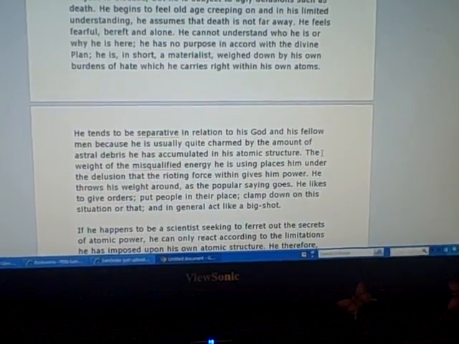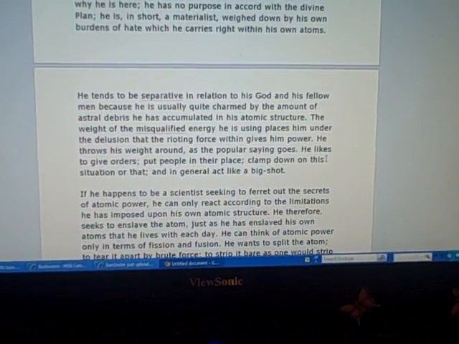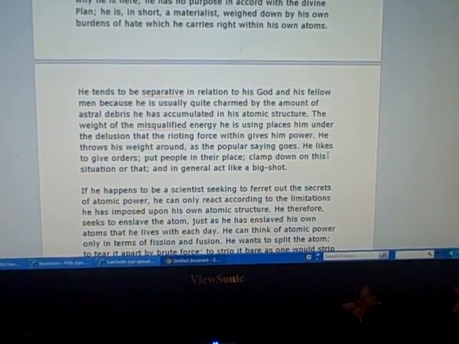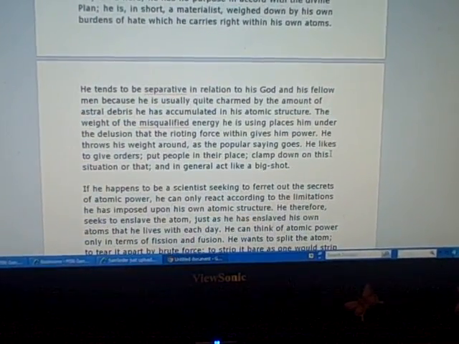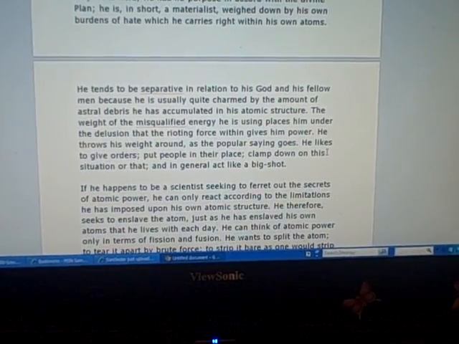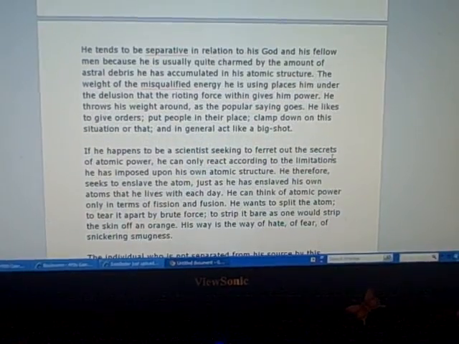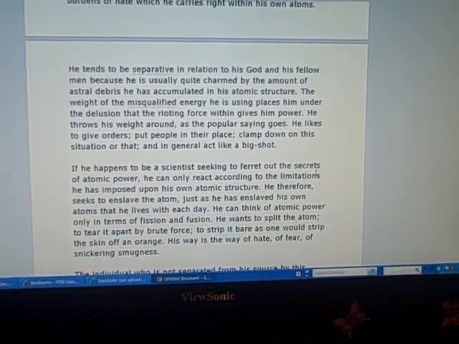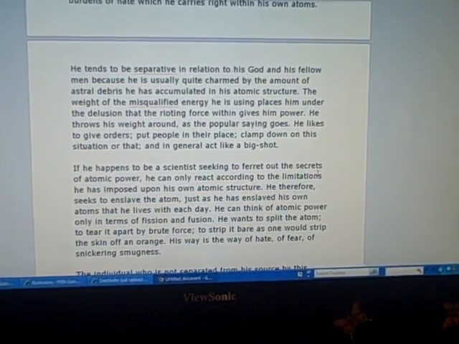The weight of the misqualified energy he is using places him under the delusion that the rioting force within gives him power. He throws his weight around, as the popular saying goes. He likes to give orders, put people in their place, clamp down on this situation or that, and in general act like a big shot.